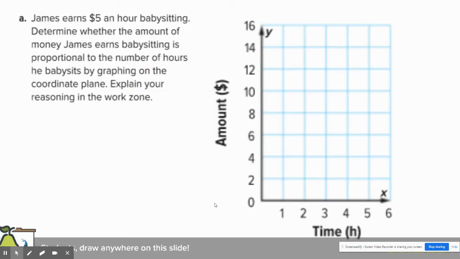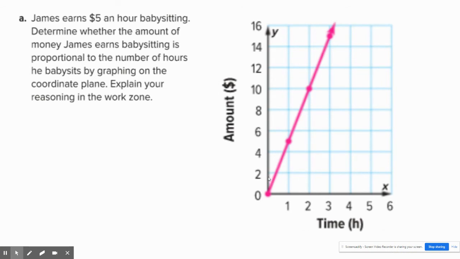Okay, so you work. And again, if you're at home, just pause this if you're watching it. And it would look something like this. $5 an hour for babysitting. There's 1 hour, $5. 2 hours, $10. And hey, if you work 0 hours, you made $0. So it does go through the origin. That makes sense. It's a straight line, goes through the origin.